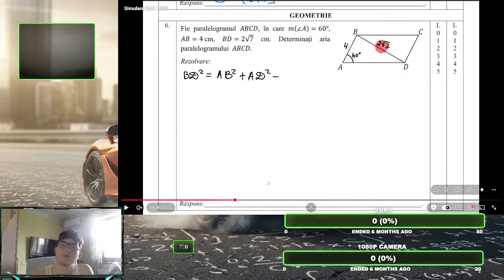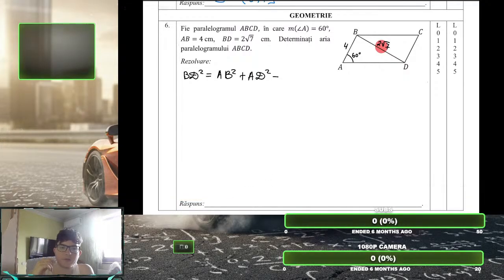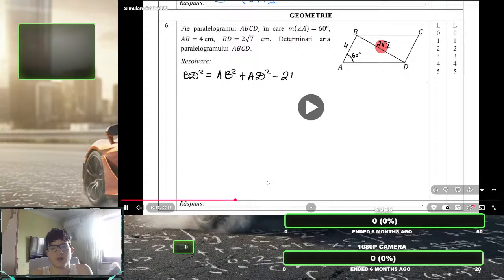Geometry, I don't know. Maybe we'll watch it a bit. So we got this parallelogram. Angle A is 60 degrees, AB is 4, and the diagonal BD is 2 square root of 7. Find the area. So first of all, we can do the Pythagorean theorem and just find AD, and from there, I don't know the formula for the area.